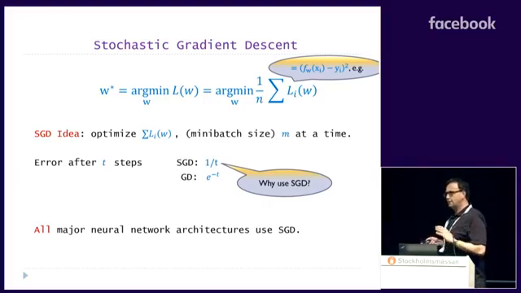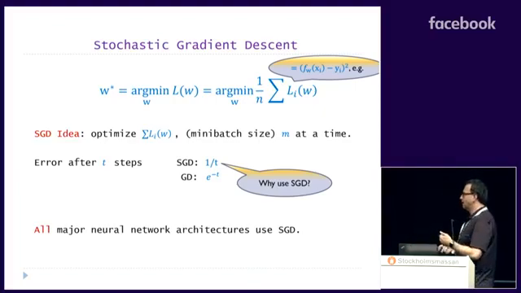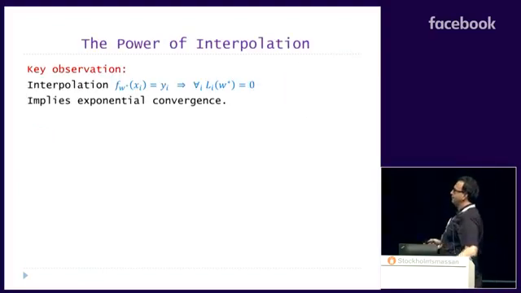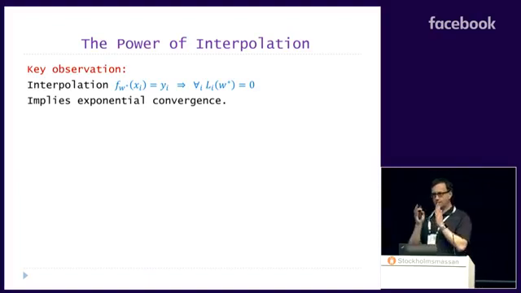The intuition is really quite simple, and once you believe that this interpolation phenomenon happens, which I had in the slide before, I can describe the intuition in basically one slide. First, the key observation is that suppose I am in the interpolated regime. What does it mean for me? That means that there is some value of parameter W star such that f of xi is equal to yi, and that is equivalent to the fact that the loss at every data point is equal to 0.